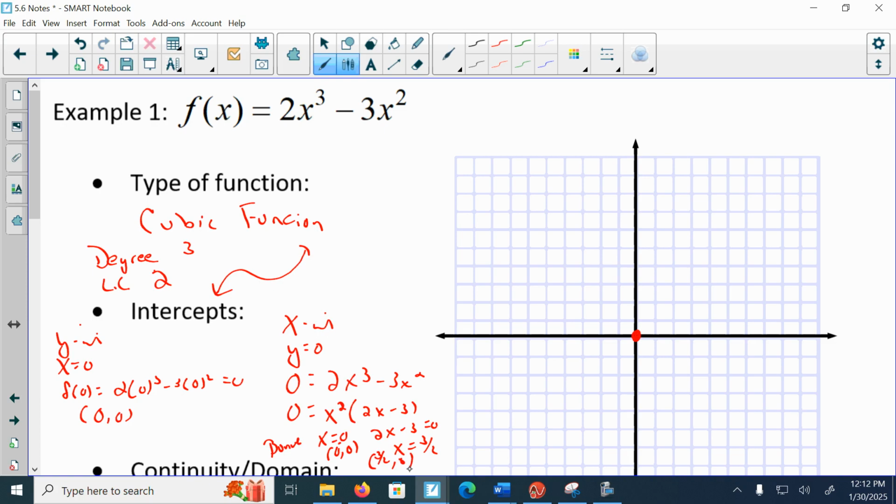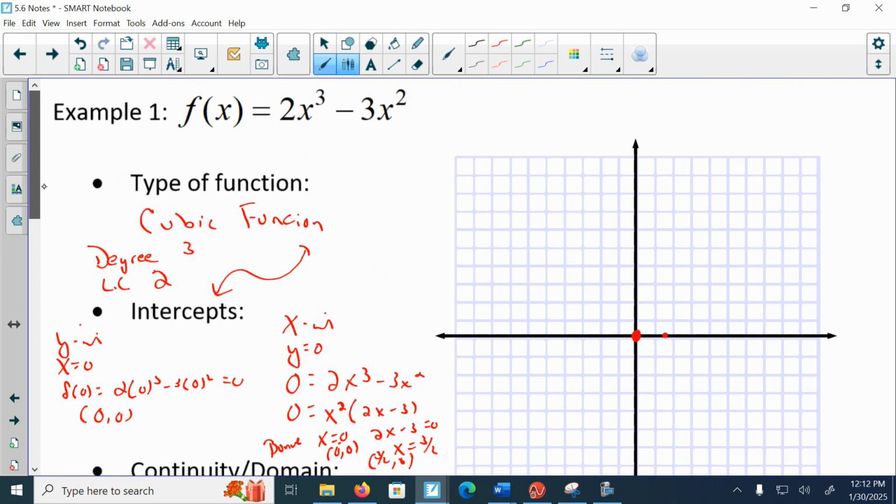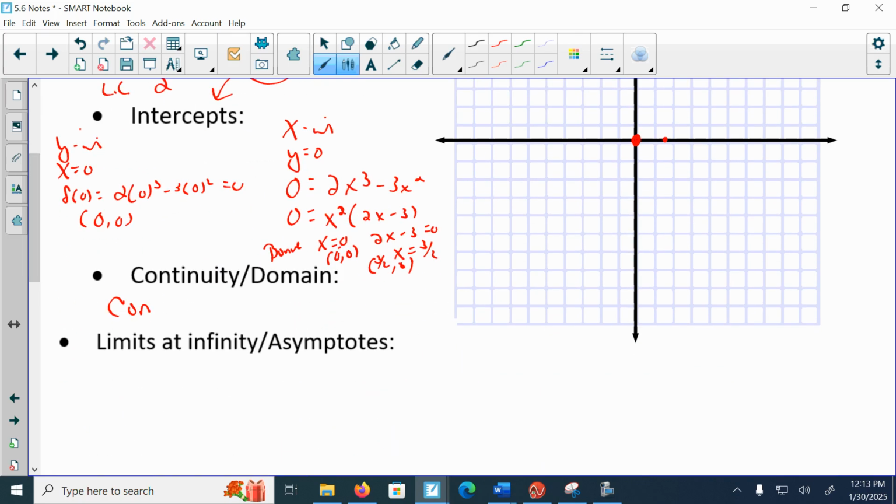3 halves is 1 1/2, 0. So 1 1/2, 0. So I'm going to plot those points. Then continuity: it's a continuous function because I don't have a derivative, I don't have a denominator, I don't have a radical, I'm not a piecewise function. So it is continuous. And since it's continuous, my domain is going to be from negative infinity to positive infinity, all real numbers. So I have no restriction on what my x is equal to.